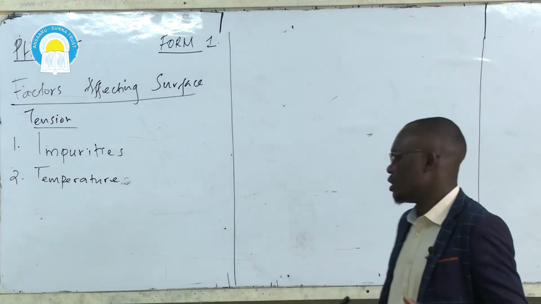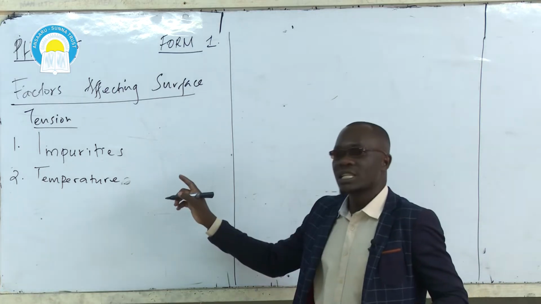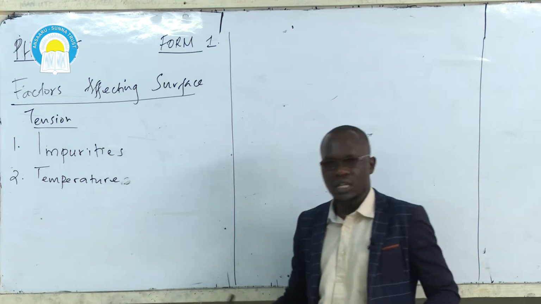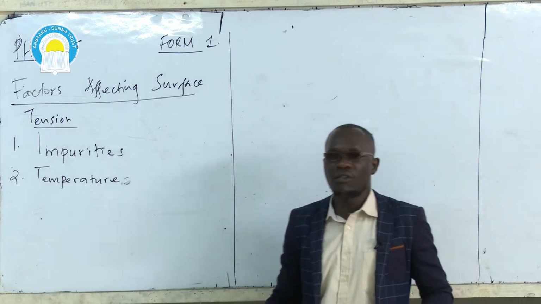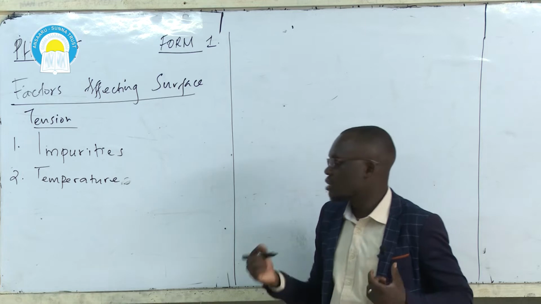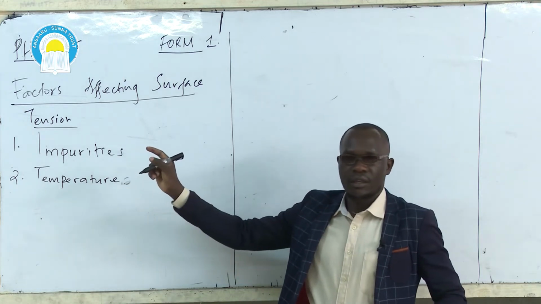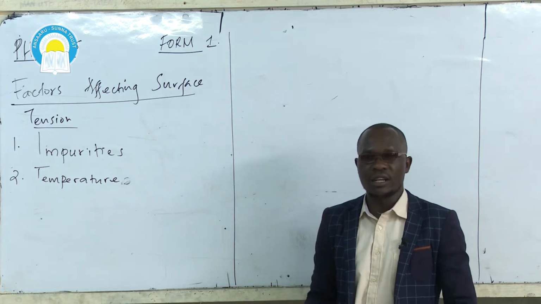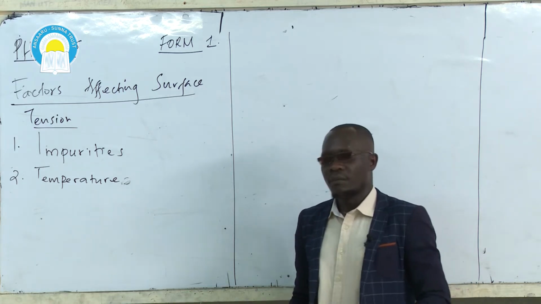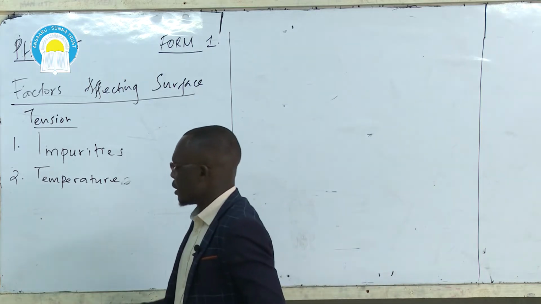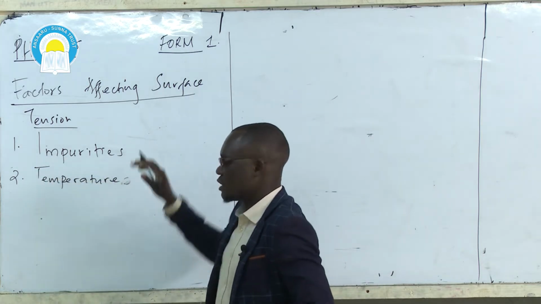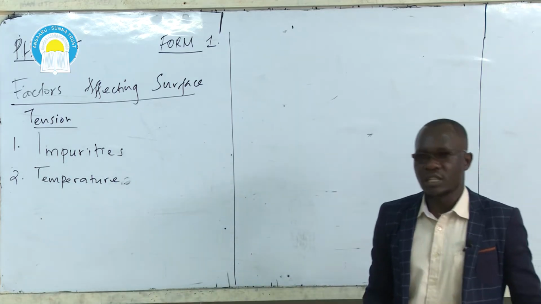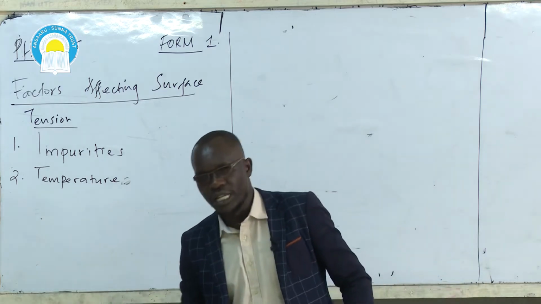When you talk of impurities, what are impurities? Impurities are foreign substances in a liquid. Introduction of foreign, unfamiliar particles in a liquid makes the liquid impure. In other words, when we have a mixture of molecules of different kinds, then that liquid becomes impure. Now, how do impurities affect surface tension? You'll find that the surface tension of a pure liquid is different from the surface tension of an impure liquid.